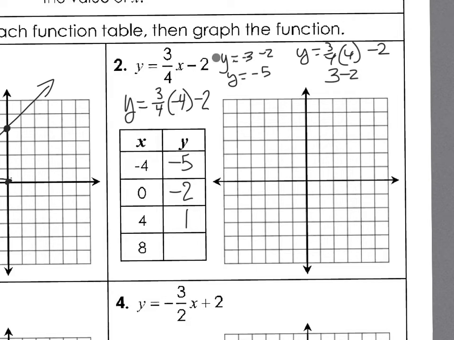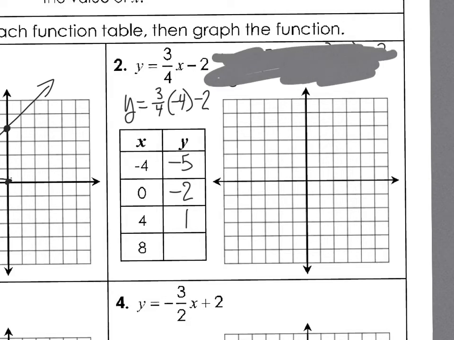All right, and I don't know if that's going to let me write on it. Yeah, it will. Then we're going to plug in 3/4 times x, so 3/4 times 8 minus 2, so this is 6 minus 2, which is 4.